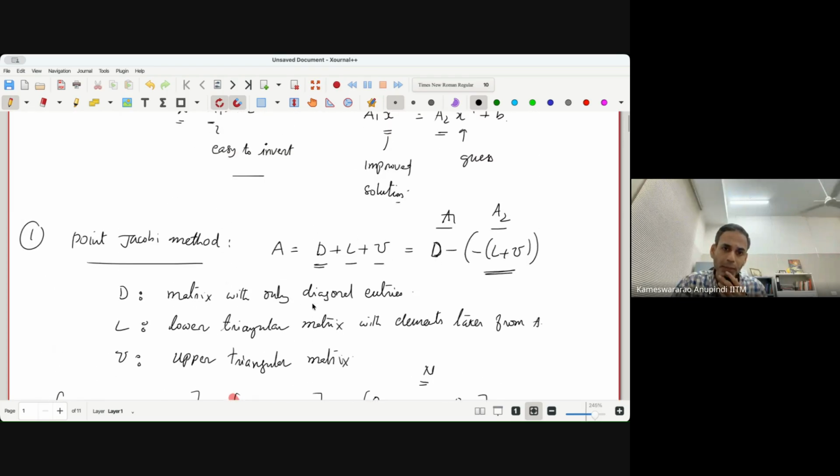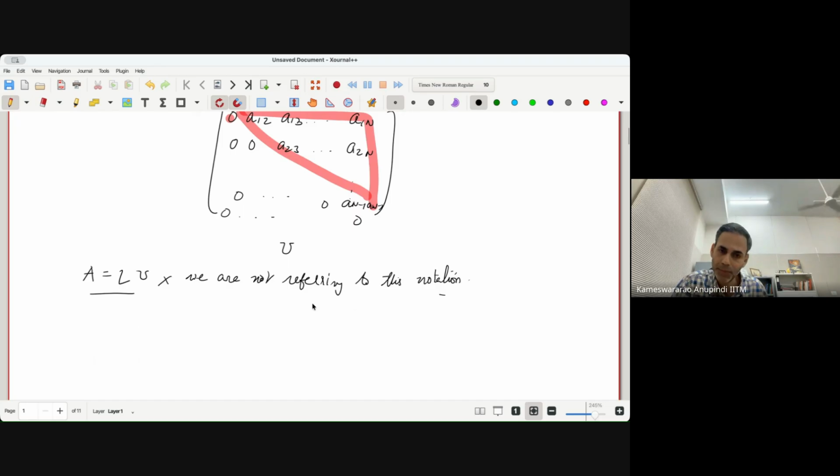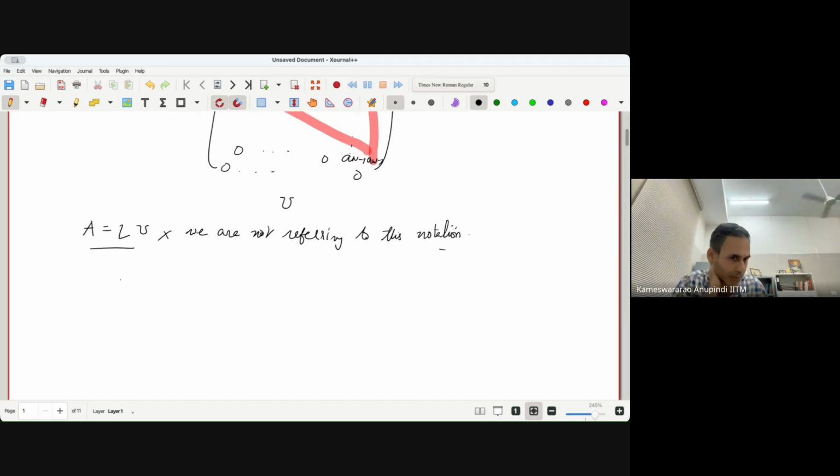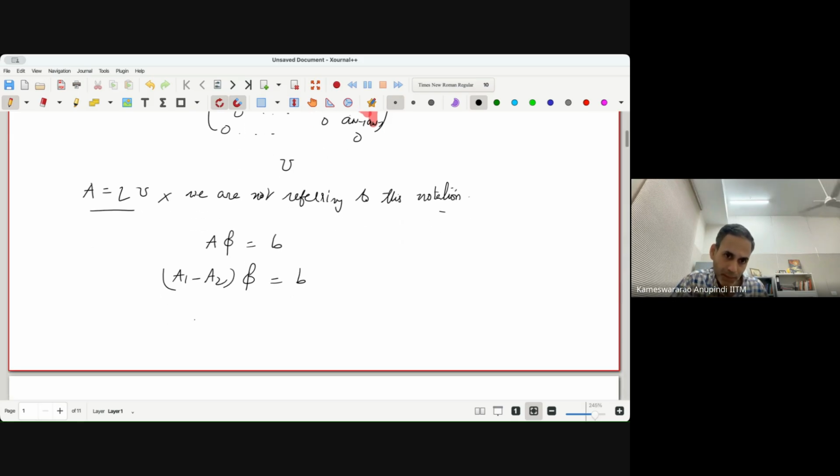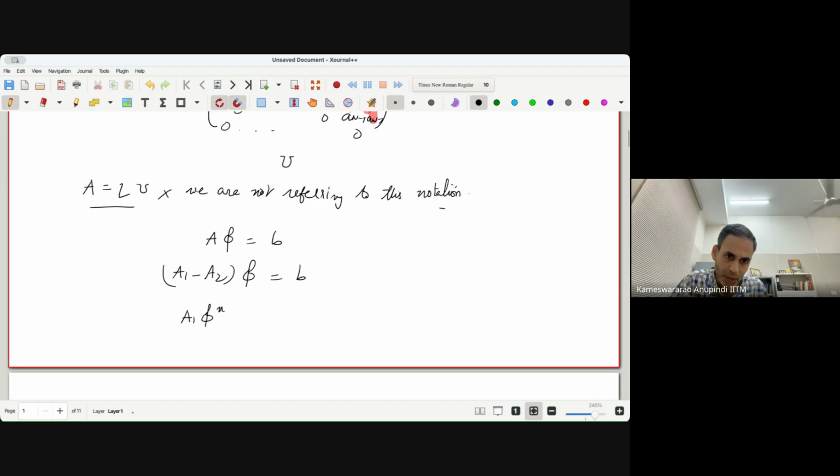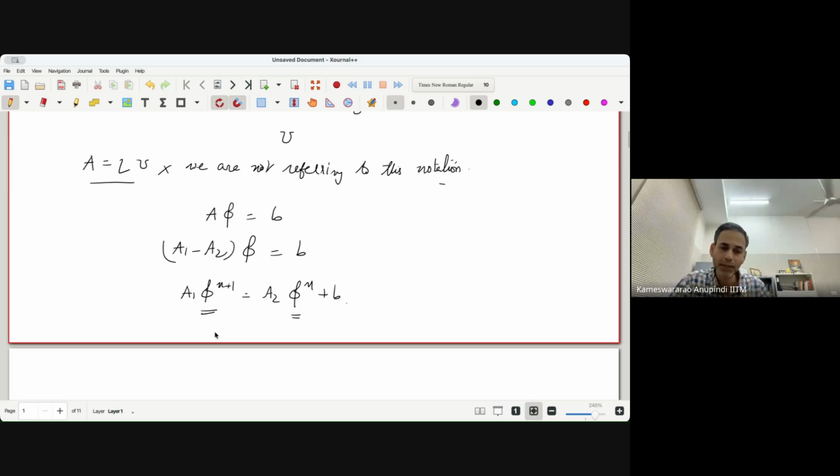Now if we go back to the equation we have written, essentially we have written A x equals b. Let me write it in terms of phi. We basically have A phi equals b, which is what we want to solve. So we want to write A as (A1 minus A2) times phi equals b. And then we say A1 times phi n plus 1 equals A2 phi n plus b. So we are starting with a guess value for phi n.